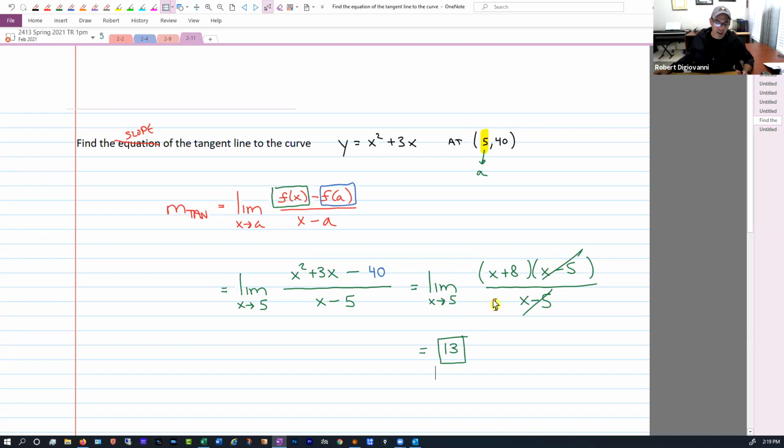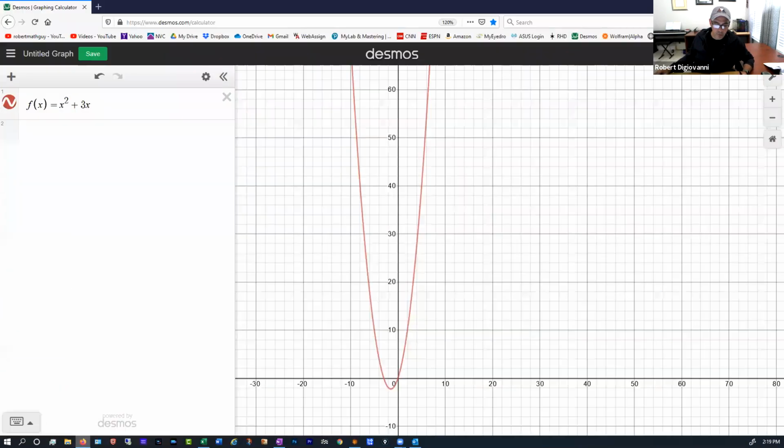So what we're saying now is that if you were to go to this graph, if you were to go to the value of 5 and go up to where it hits the graph at 40, and then you were to draw the tangent line that goes through that point, what we have discovered is the slope of that line is 13. That's what we just discovered, all right? Any questions on that?